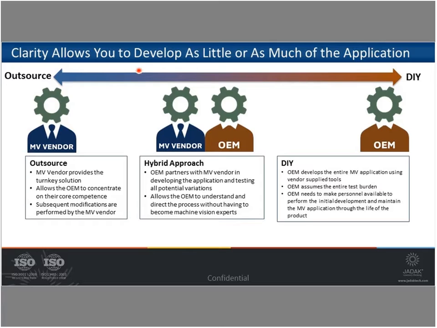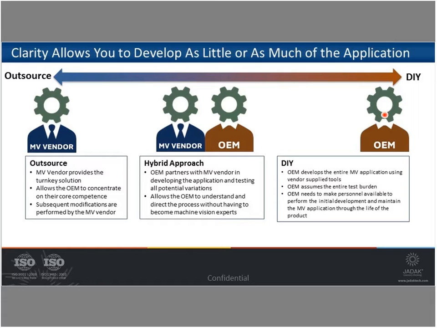On the other end, we'll get customers that say, I really just want to do it myself. Deliver Clarity to me. Maybe we'll do a little bit of consulting up front, some training for sure, to train them on how to use Clarity. And then the customer will run with the project from there. They'll develop the whole machine vision script, gather the images, do all the testing, and do the whole project on their own.